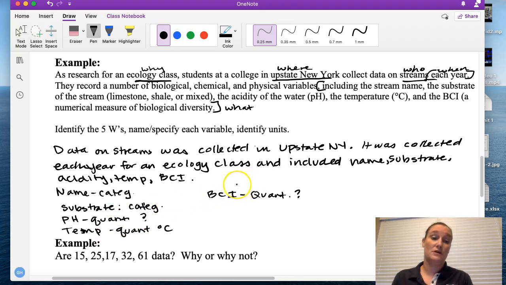Anyway, so those are your variables and units and all of that. So if you're supposed to identify the 5 W's, typically you want to write that out in a nice sentence. So it's almost like you're just restating the statement that they gave you for the problem when you're doing that.